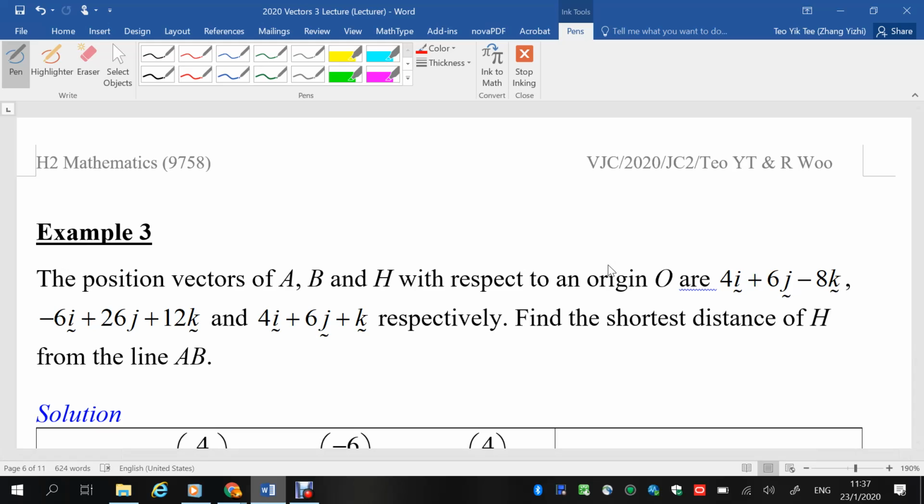Okay, so now all the numbers start to appear. I got the points A, B, and H, and I supply you with all the position vectors. The question says, find the shortest distance of H from the line AB. Okay, shortest distance of H from the line AB.